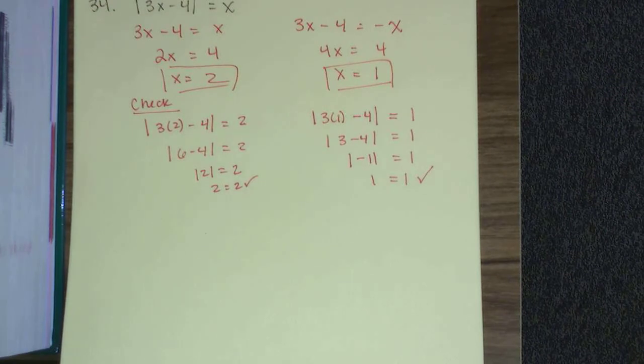So we didn't have any extraneous solutions, so both of these exist. Okay, so you have to check both of them, and you have to show them step by step of what you're doing for those ones. All right, 38.